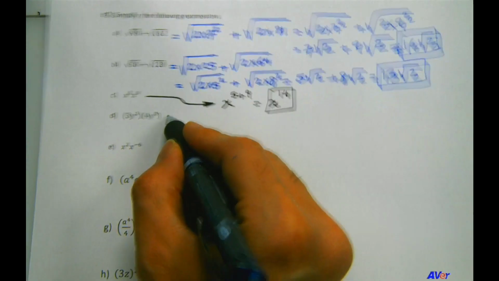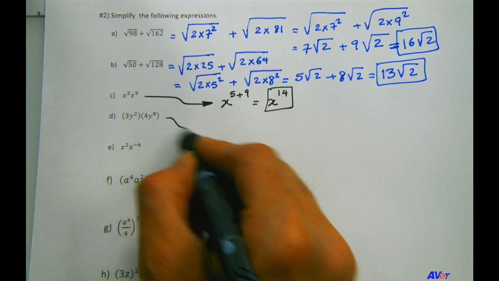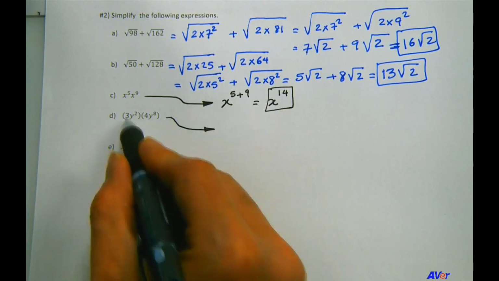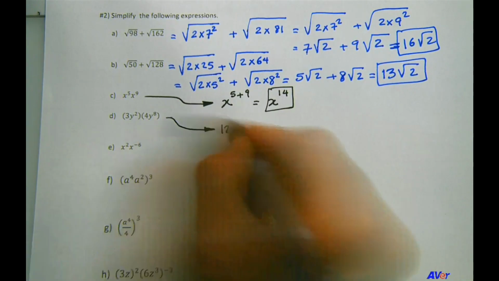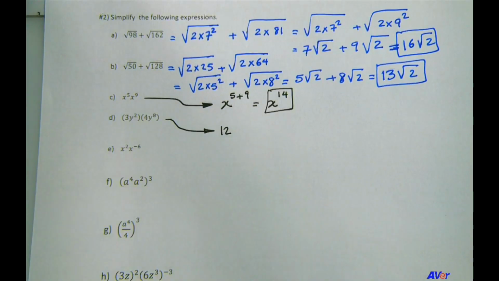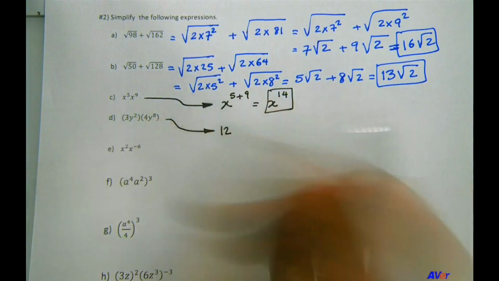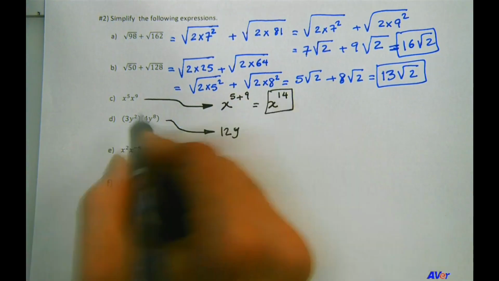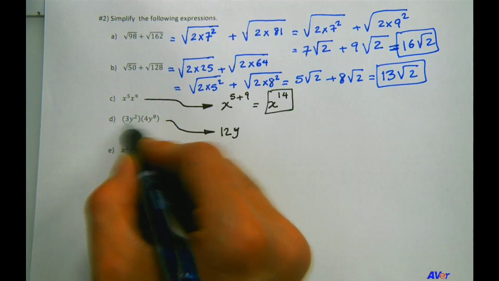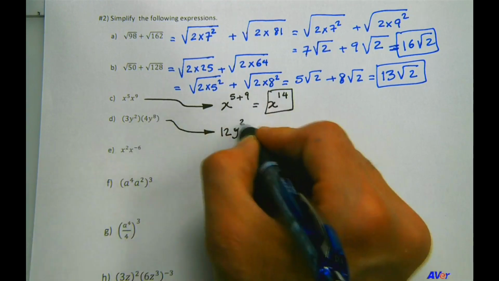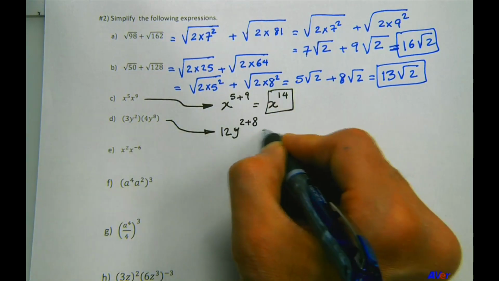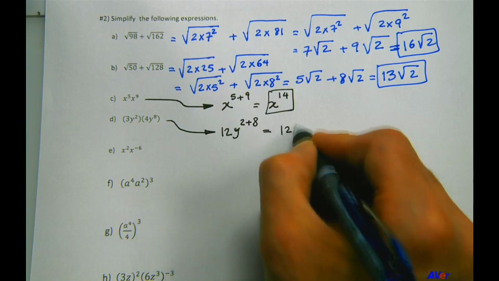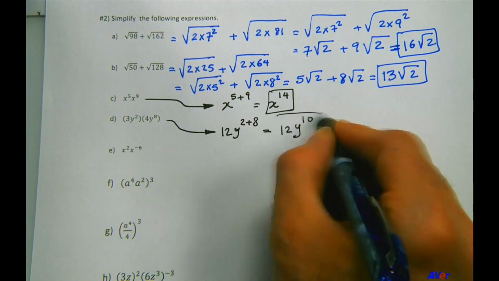This one, once again, is also very easy. 3 times 4, 12, right? 3 and 4 don't have any powers, so we can just multiply them and not worry about any powers. Y, however, the base is the same, and 2 and 8 are different powers, so we can add them. So we get 12 times y to the 10th power.